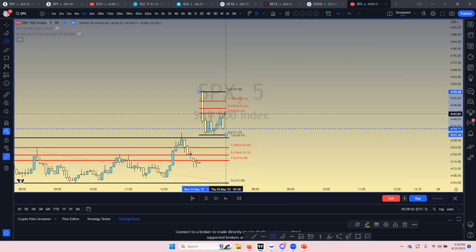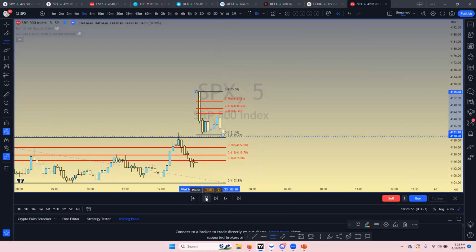There's actually a nice little, I didn't even notice that. That's actually a nice little tag off the 0.5. That's a nice little scalp if you want to take it right off the morning. I would scalp that all day, especially in the morning. Let's keep going.